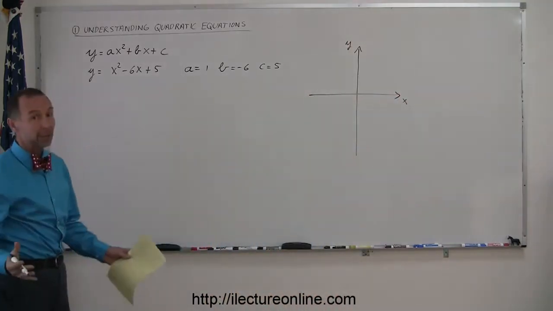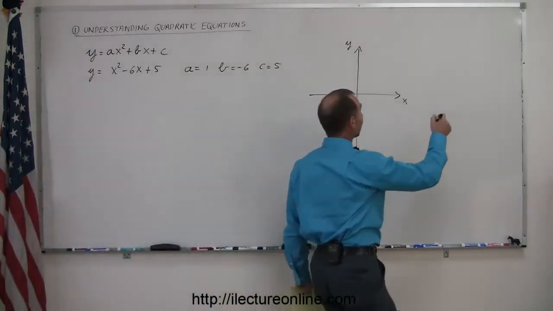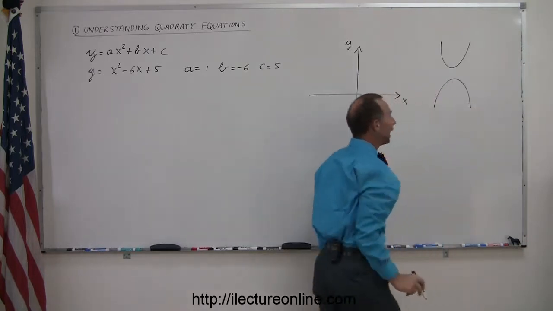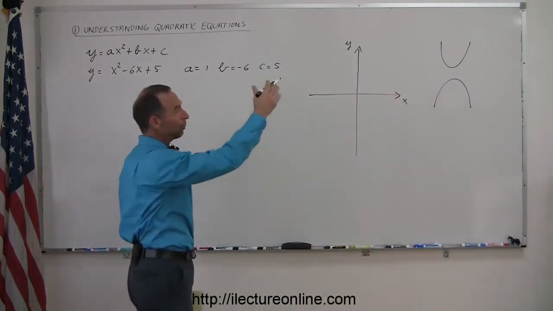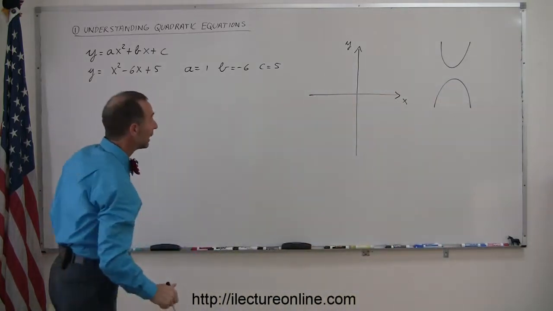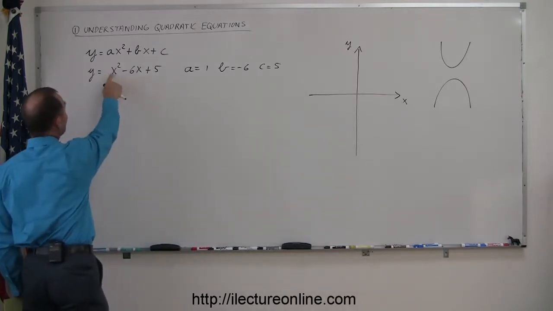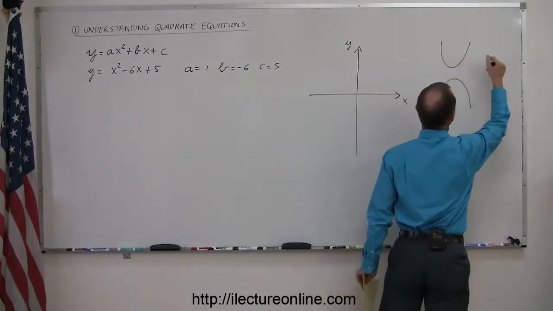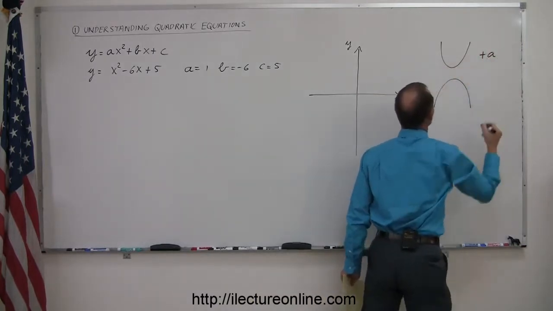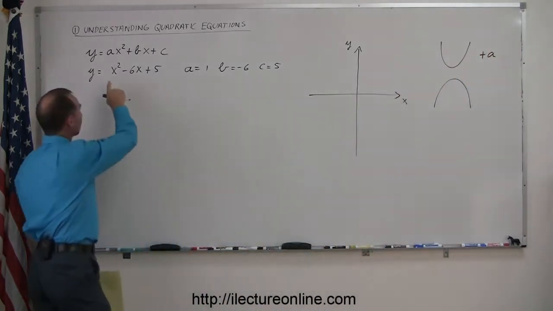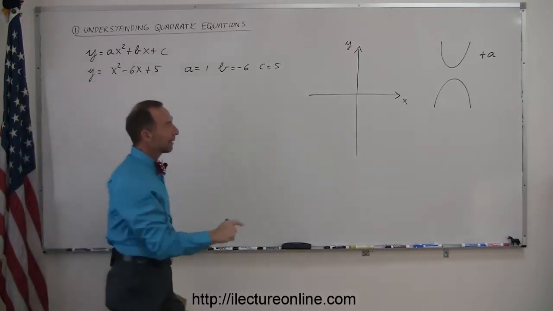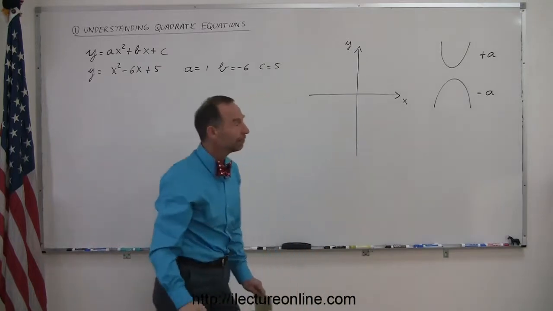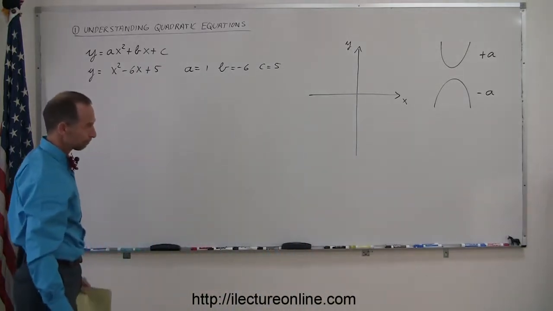And typically a quadratic equation will be graphed so that it will look like this or it will look like that. The way you can tell if it's going to open upward or open downward is if the number in front of the x squared term is positive, it looks like this. So that's a plus a. And if the number in front of the x squared term is negative, then it'll look like this, so think of it as a minus a. All right, that helps us a little bit.